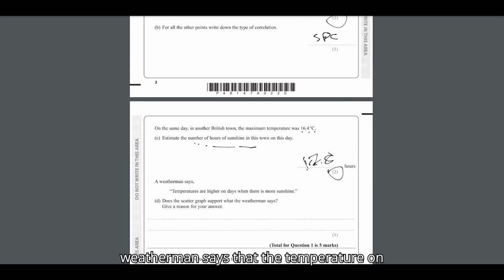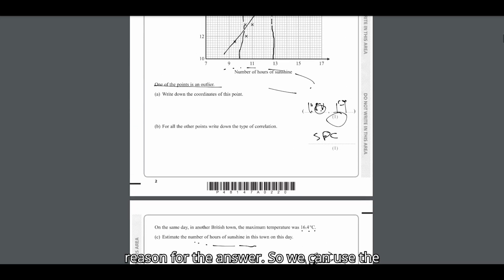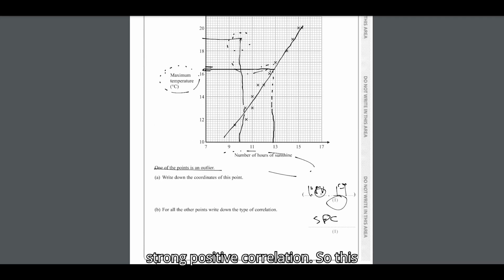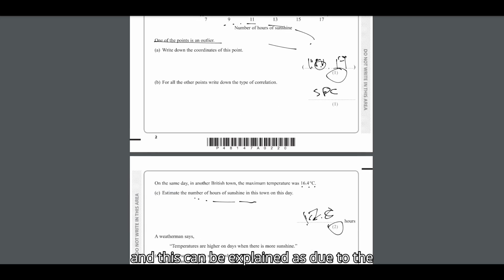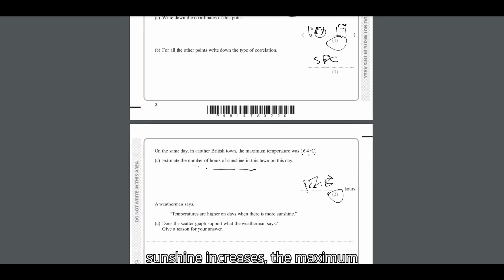A weatherman says that the temperature is higher on days when there's more sunshine. So, does the scatter graph support what the weatherman says? Give a reason for your answer. So, we can use the scatter graph and see that there's a strong positive correlation. So, this means that as the number of hours of sunshine increases, the maximum temperature increases also, which supports the weatherman's claim. However, this is also weakened by the outlier. However, the overall scatter graph simply shows that there's a strong positive correlation. So, the weatherman's claim is actually true, and this can be explained by the fact that as the number of hours of sunshine increases, the maximum temperature increases also, as shown on the scatter diagram.